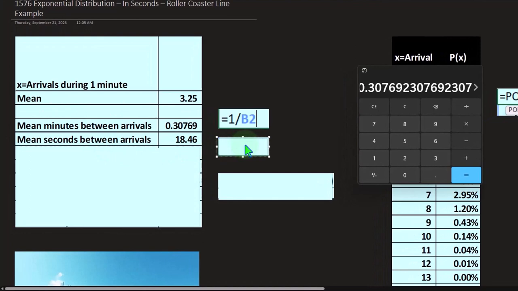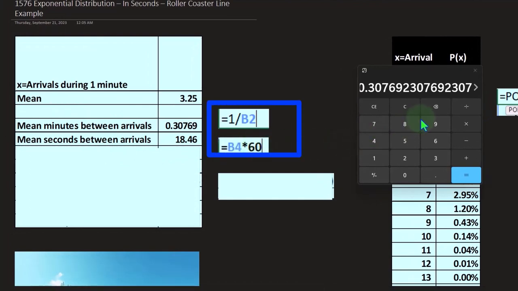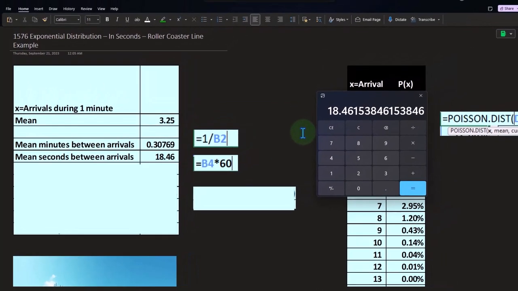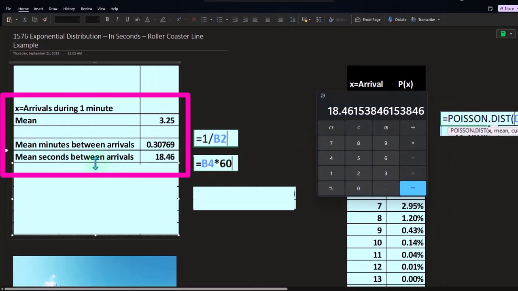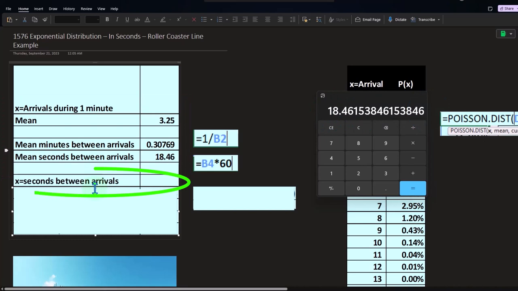So the mean seconds between arrivals: I'll take that number times 60 seconds in a minute. That's going to give us the 18.46. So now we're looking at this in terms of seconds. It takes about 18.4 seconds between arrivals. All right, so then we can look at the X now being, for our exponential distribution, seconds between arrivals, as opposed to the X for our Poisson distribution being the arrivals during a 1 minute period.